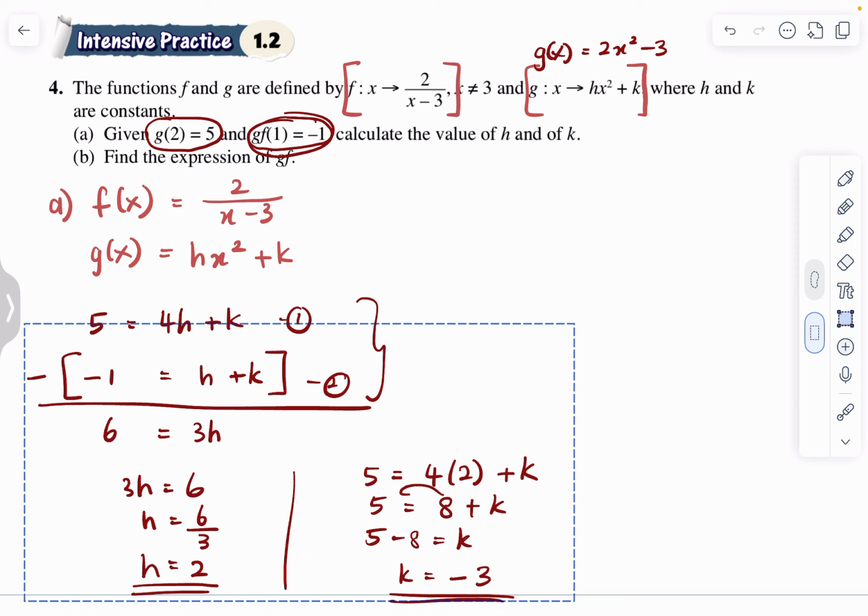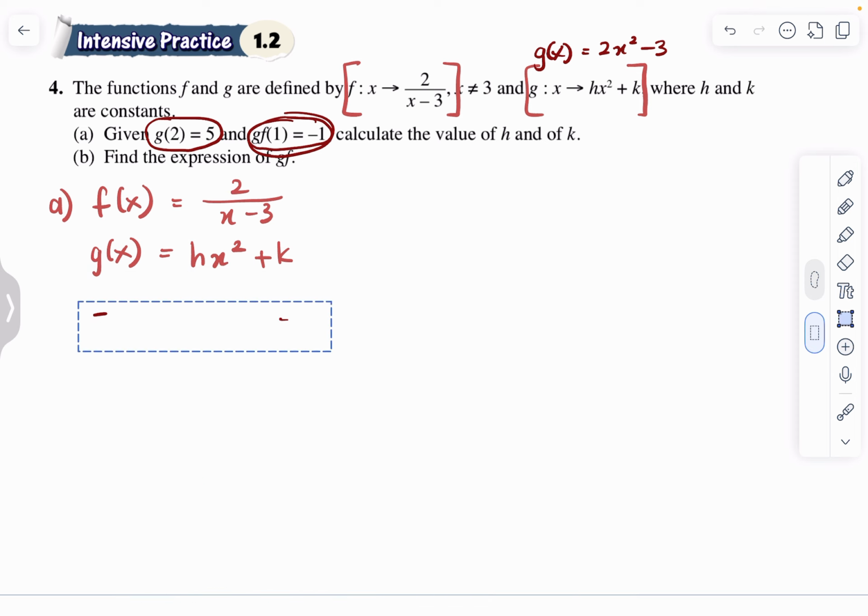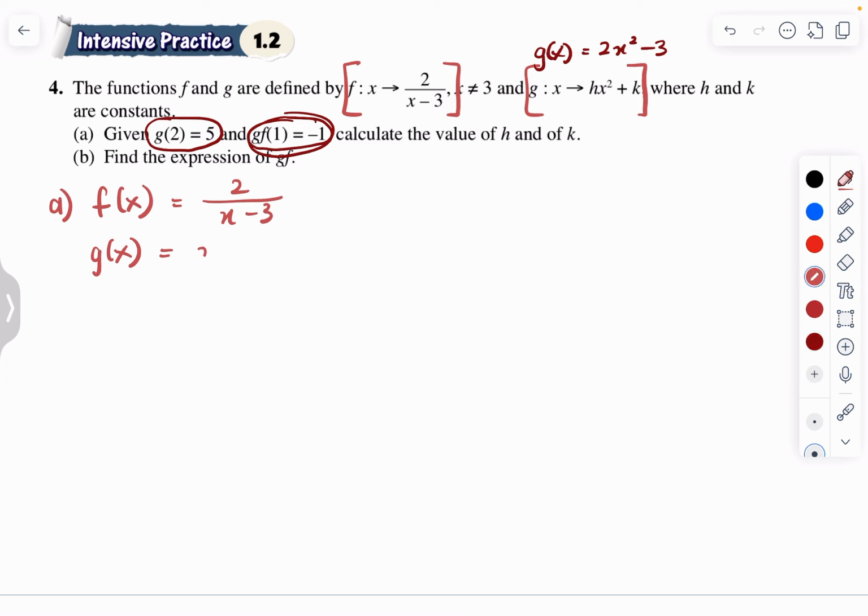Next question. So we can update our g(x) here. g(x) will be 2x² minus 3. Okay. Then let's look at question B. Find the expression of gf. Right. So you want to find gf(x). g(x) is 2x² minus 3. g(y) is 2y² minus 3. Therefore, gf(x) will be 2[f(x)]² minus 3.